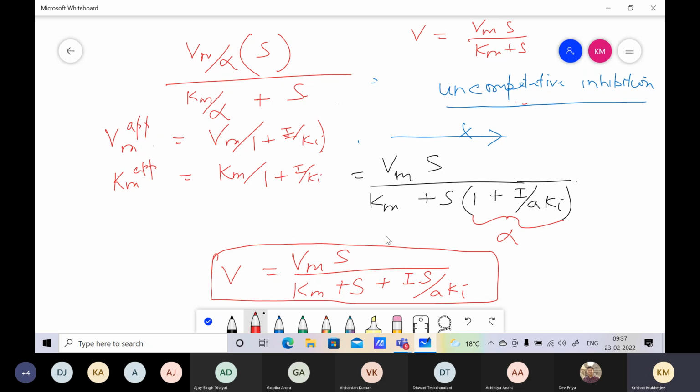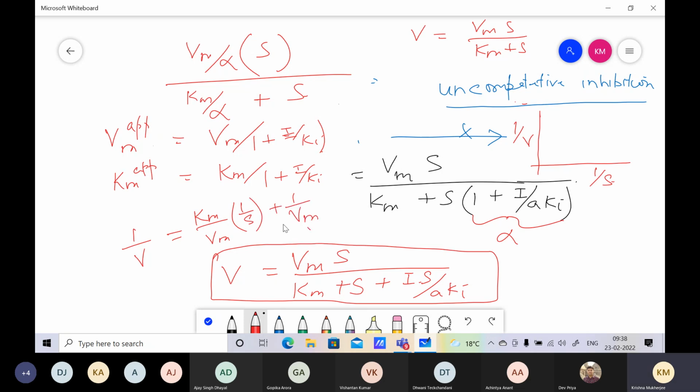So now let me ask a very simple question. How do the plots look like in uncompetitive inhibition? Let me ask the simplest one. What does the 1 by V versus 1 by S plot look like? So now notice, what is the equation? 1 by V is equal to Km by Vm into 1 by S plus 1 by Vm.